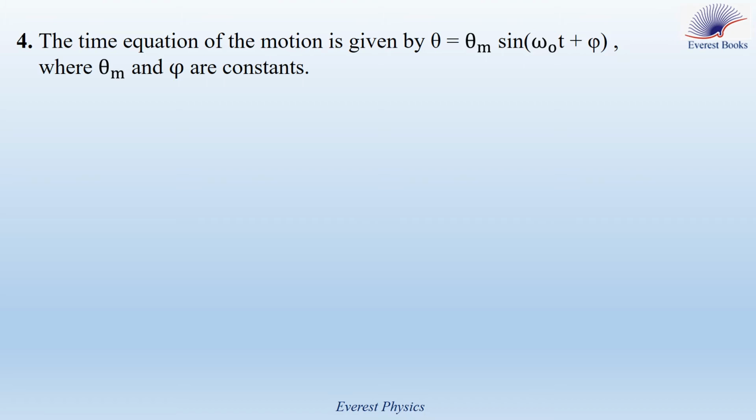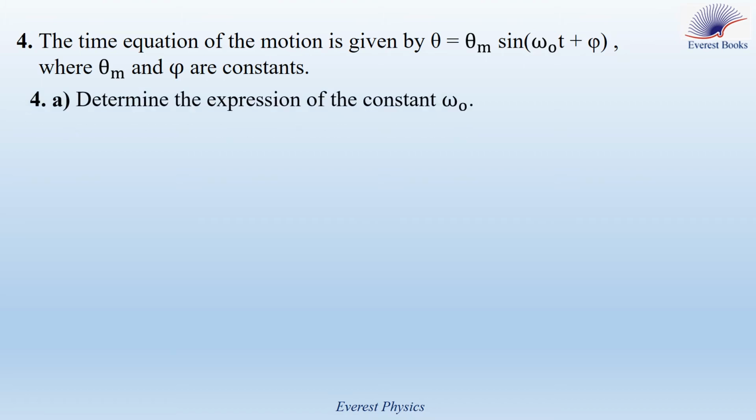The time equation of the motion is given by theta equals theta m sine omega 0 t plus phi, where theta m and phi are constants. Let's start with part 4a. Determine the expression of the constant omega 0. We will start by differentiating the expression of theta with respect to time. Now take omega 0 t plus phi as u. Remember that the derivative of sine u with respect to time is equal to u prime cosine u.